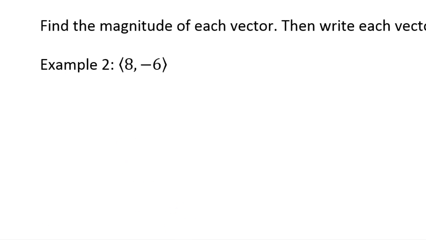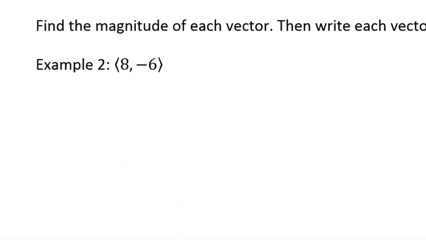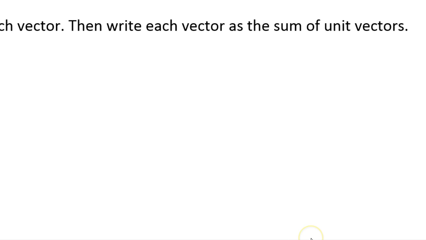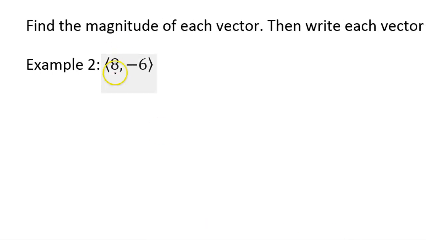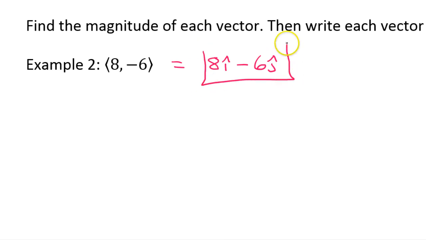So for this example, we are supposed to find the magnitude, and we're also supposed to write the vector as the sum of unit vectors. Well, let's get that whole sum of unit vectors part out of the way. If this is the component form, the unit vector form would be 8I minus 6J. All right, could not be easier. Notice if it's negative, just write it as subtraction.